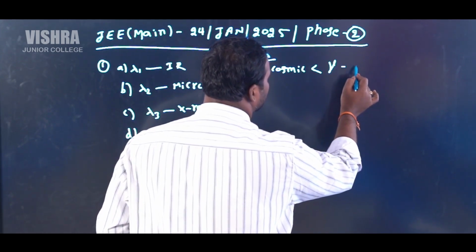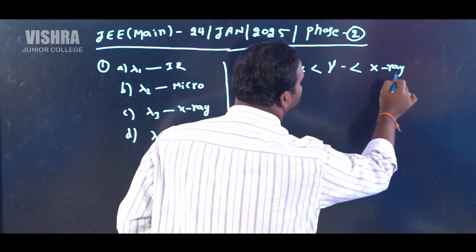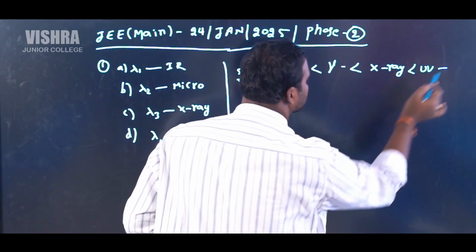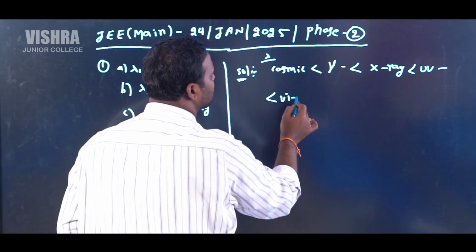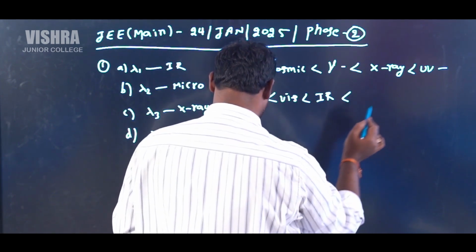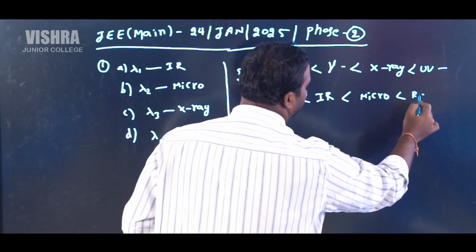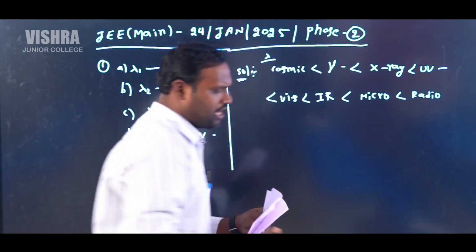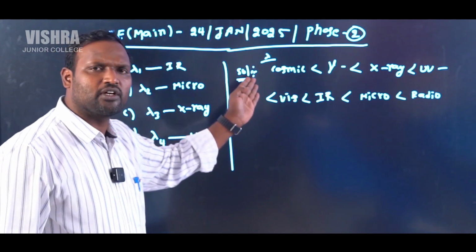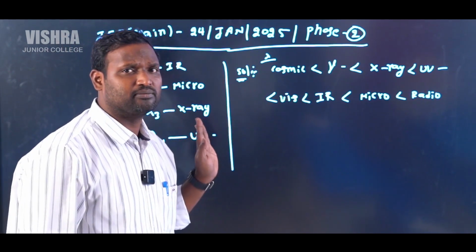Next one is the gamma rays. Next one is X-rays. Next one is UV rays. Next one is visible rays. Next one is IR rays. Next one is microwaves. Next one is the radio waves. Actually, this is the order of wavelength of different types of electromagnetic radiations in the electromagnetic spectrum.